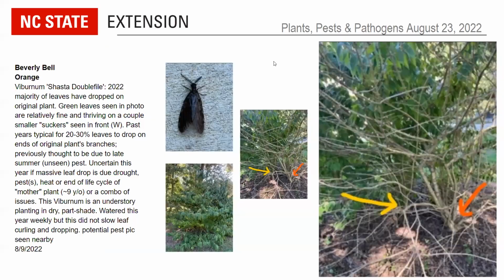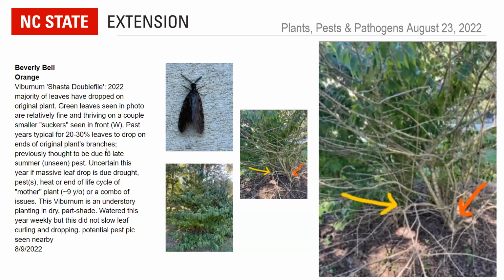Okay, let's move on. All right, so Beverly Bell from Orange County, Viburnum, Shasta double file. 2022, majority of the leaves have dropped on the original plant. Green leaves seen in photos are relatively fine and thriving on a couple smaller suckers seen in front. Past years, typically 20 to 30% of leaves drop on the end of the original plant's branches. Previously thought to be due to late summer unseen pest. Uncertain this year if massive leaf drop is due to drought, pests, heat, or end of cycle of mother plant, or a combo of issues. This viburnum is an understory plant in dry part shade, watered this year weekly, but did not slow leaf curling and dropping. Potential pest picture seen nearby.